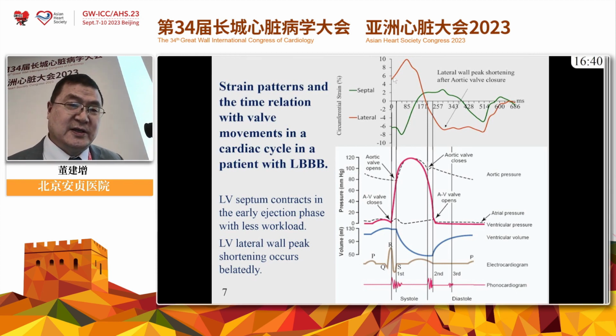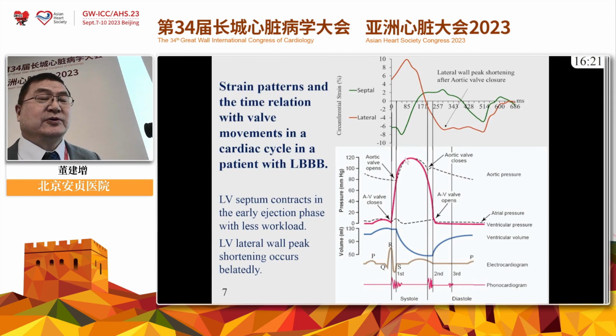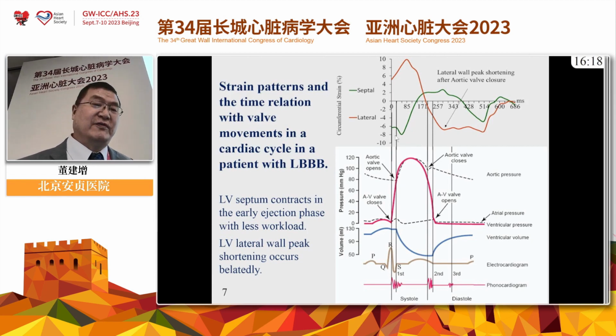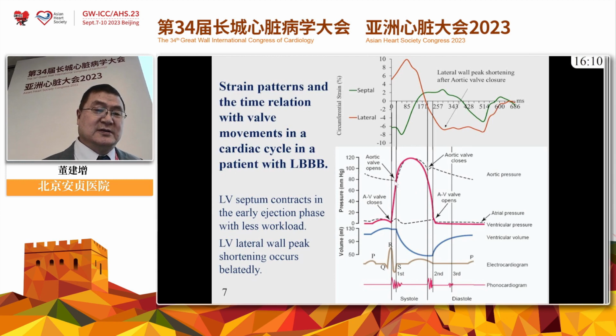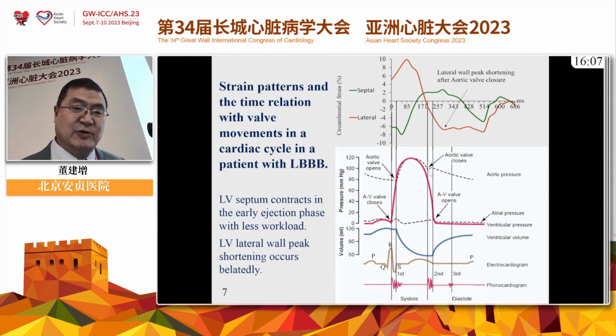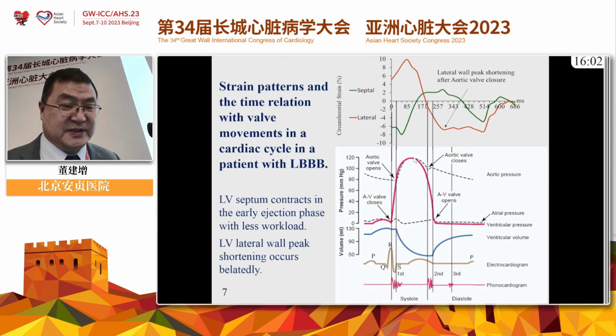We can see in patients with left bundle branch block, the septal wall contracts early, and the septal contraction usually occurs before the aortic valve opens. So in each beat of contraction, the septal wall usually works with a very low afterload. That means the septal and the lateral walls together cover the whole ejection.